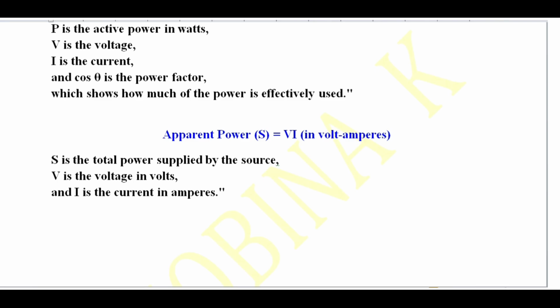In this, S is apparent power, that is total power supplied by the source. V is voltage in volt. This is electrical pressure that pushes current through the circuit. I is current in amperes. This is the flow of electric charge through the circuit.